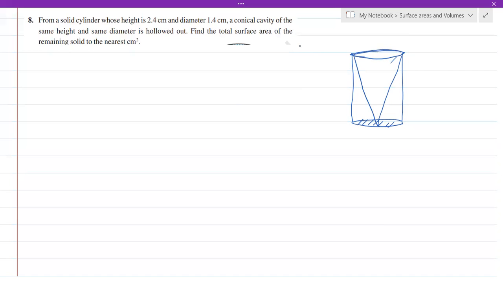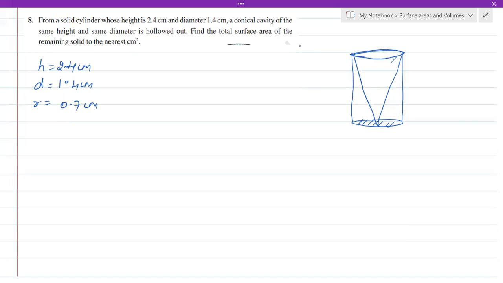Now what are the things given? The height is given as 2.4 centimeters. The height of the cone and the height of the cylinder are the same, so let's take it as h itself. The diameter is 1.4 centimeters, so the radius will become 1.4 divided by 2 centimeters, or simply let's write it as 0.7 centimeter.